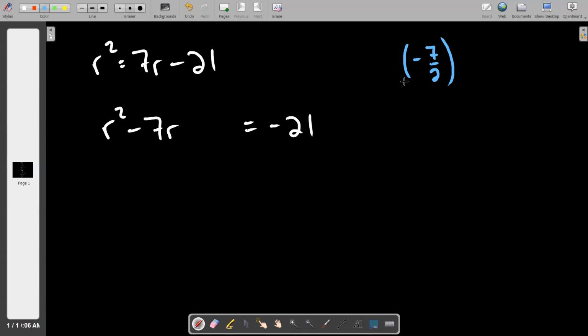And I'm writing it down and following my own advice. What kind of jerk would I be if I didn't follow my own advice? And I'm going to square that bad boy. What do I get? Beautiful. 49 over 4 is my guy. So I'm going to add 49/4 on the left. I'm going to add 49/4 on the right. And this example exists for a reason that you will soon understand.